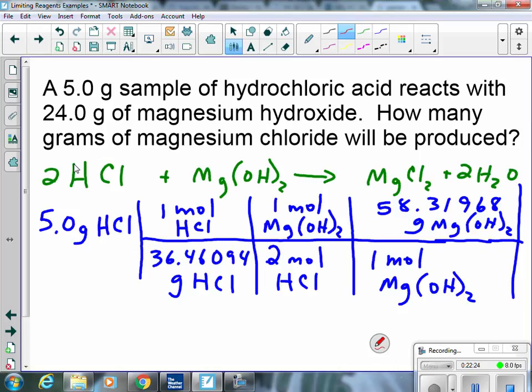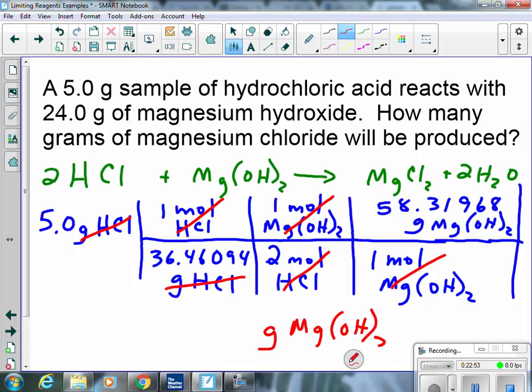Okay, I've set up my problem. I'm going to go back through and make sure that I get the appropriate units to cancel again. HCl, moles of magnesium hydroxide, moles of magnesium hydroxide. So my final answer right here is going to be in grams Mg(OH)2. I do the math involved.